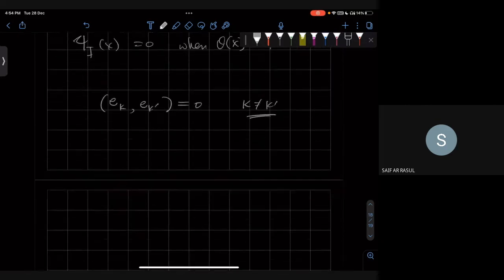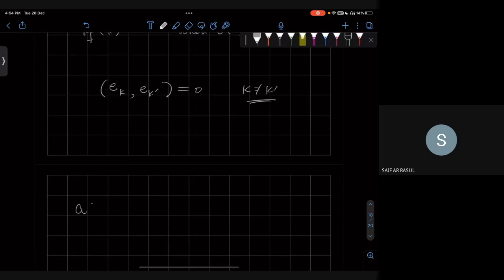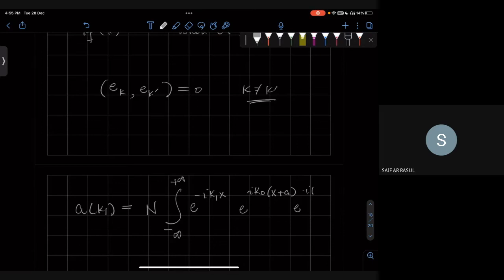So at the end, we have an expression for a of k1. So a of k1 is going to be some normalization factor times the integral from minus infinity to plus infinity, e to the power minus i k1 x, and then the initial Gaussian, which is e to the power i k0 x times e to the power minus (x plus a) whole squared divided by 2 delta squared, dx.